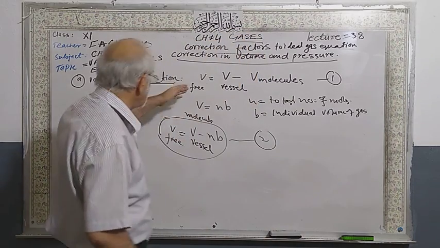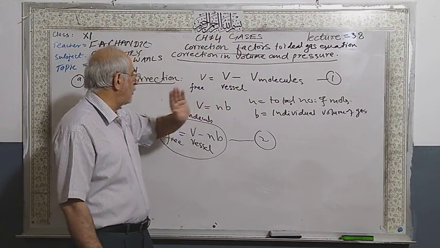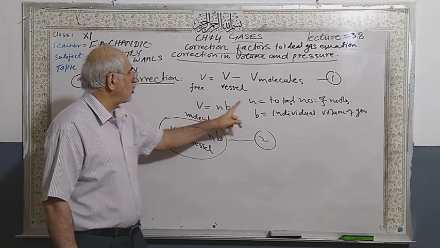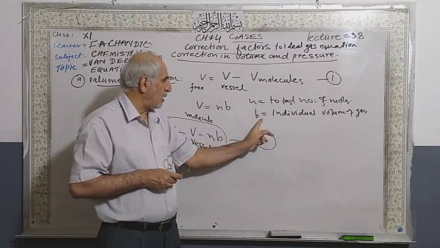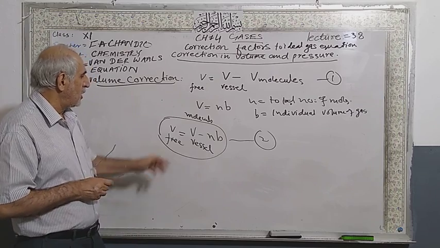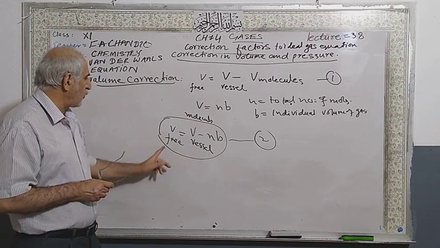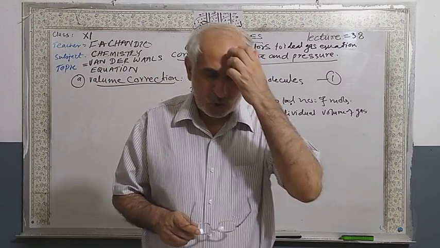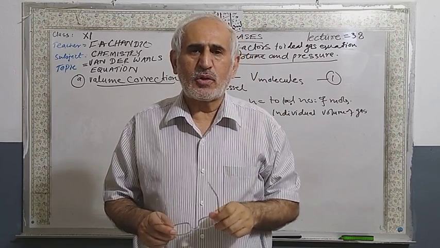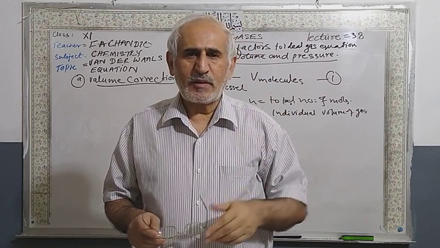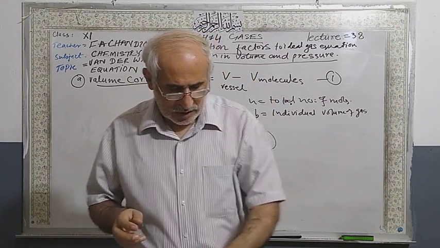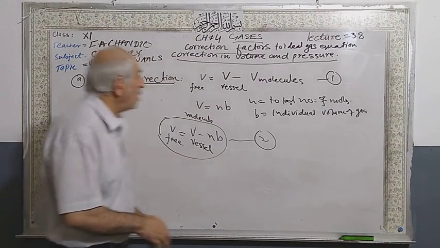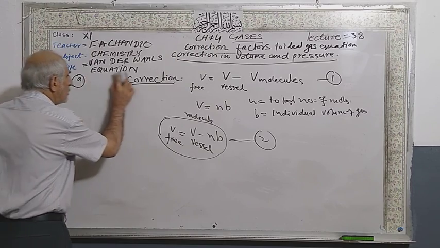So when we insert this, the free volume is the vessel volume minus the molecular volume. The volume of the molecules is equal to nb, where n is the total number of moles and b is the individual volume of 1 mole of the gas. So if you put it here, you will get free volume is equal to volume of vessel minus nb. This is the one equation we have to put to get the van der Waals equation. So this is called a volume correction. Write down this.